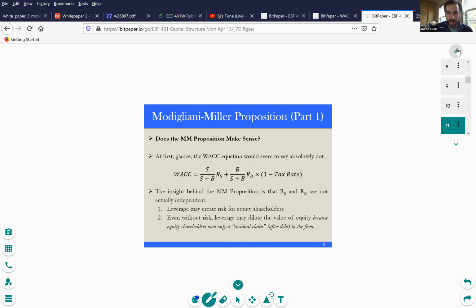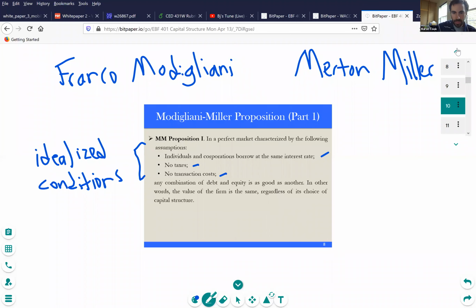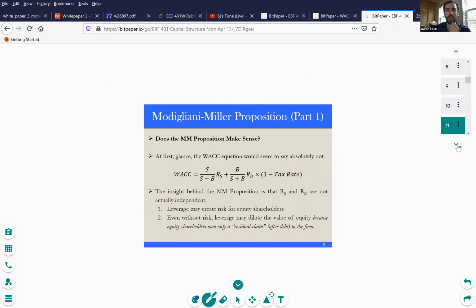The result, I'll just mention the result just to preview this. Under these idealized conditions, we're going to find that it's impossible for the firm to change its underlying value simply by changing its capital structure, in the absence of taxes at least. And if we remember what the WACC equation says, we have these two components, one of them being the cost of equity.